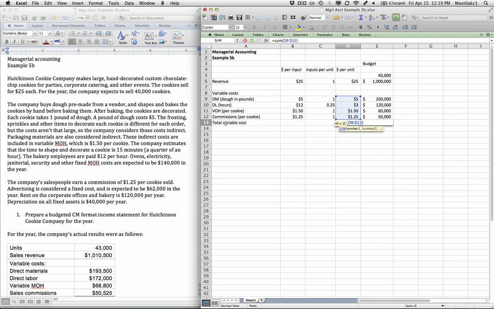And we can sum up our variable cost per unit. $10.75 per unit, and in total $430,000. So that gives us a contribution margin of $14.25 a cookie, or $570,000 in total.